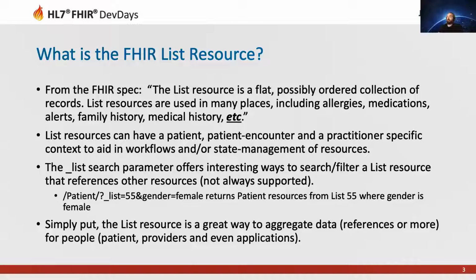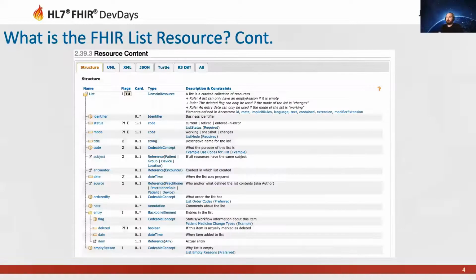And simply put, the list resource is a great way to aggregate data. It's a great way to store some state management within a FHIR repo, and to maybe store data that is specific to a clinical environment, but not necessarily a specific FHIR resource.